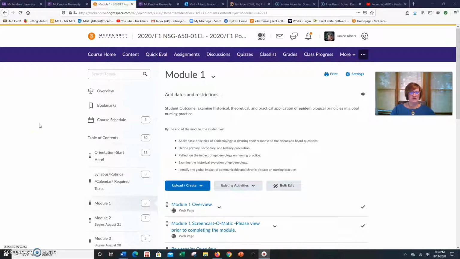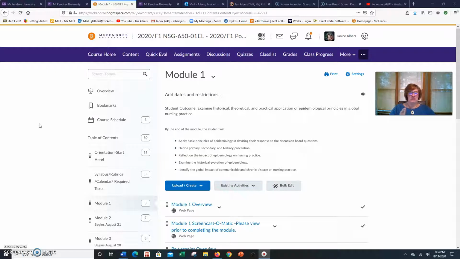So for our student learning outcome, we're looking at that really foundation for epidemiological principles, and as far as the specific objectives for this module, we're going to dive into laying that foundation for your epidemiological future, so to speak.